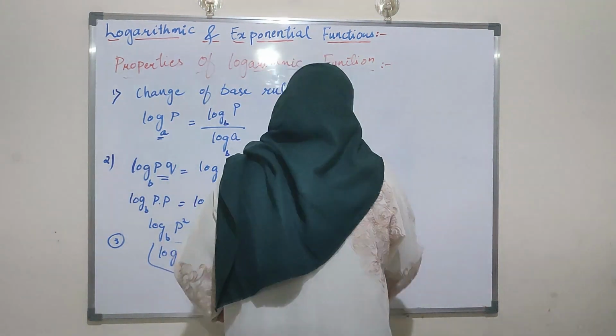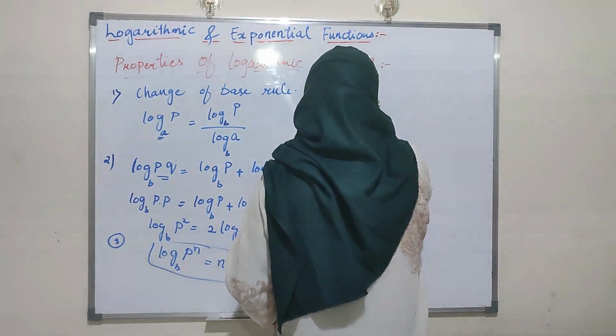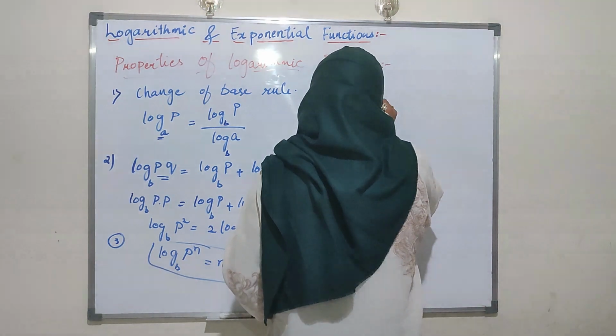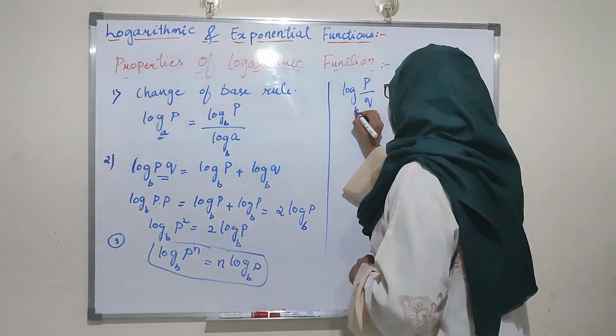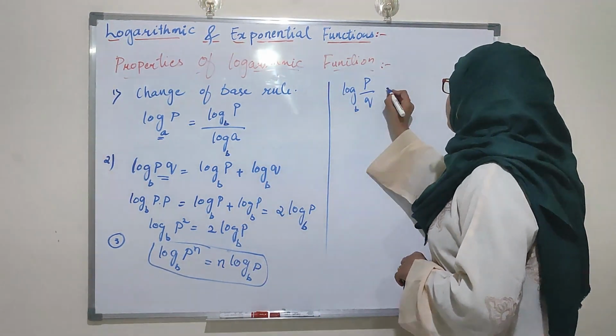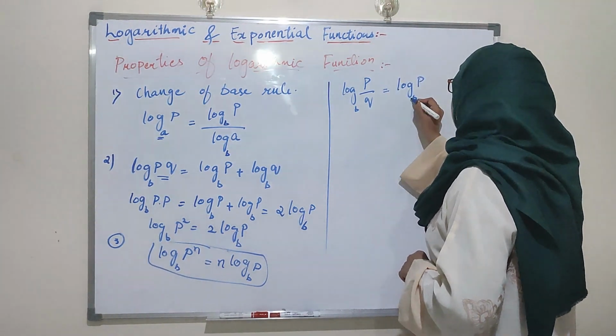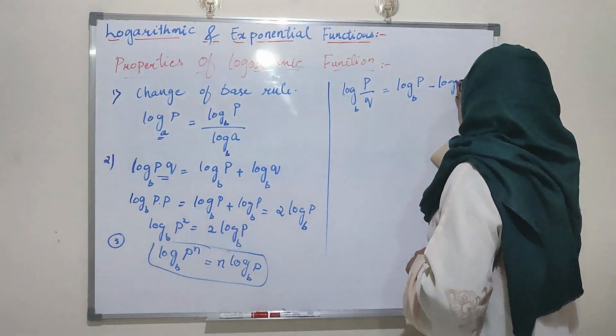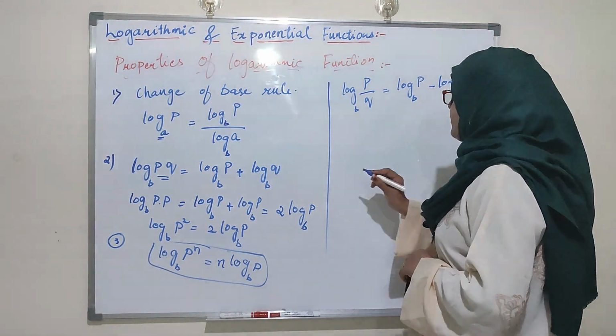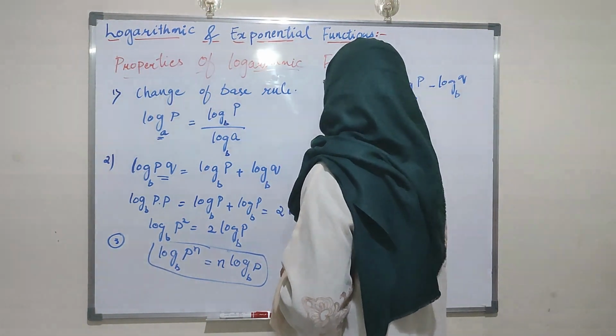What happens if p and q are given in the division form? Log of p by q to the base b. We can write this as log p to the base b minus log of q to the base b. This is the fourth property.